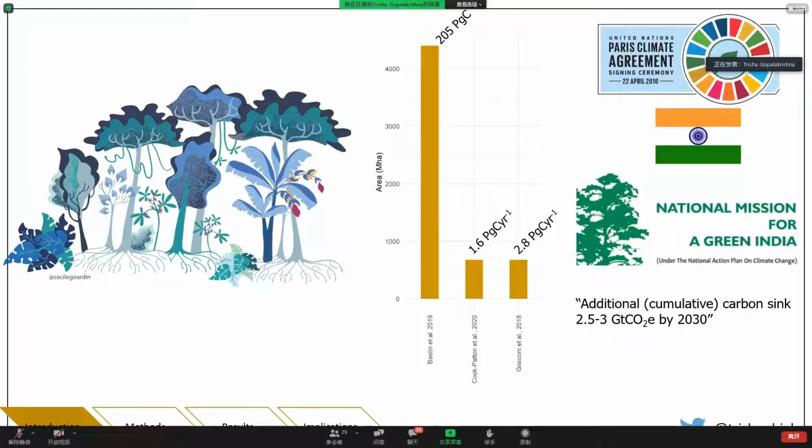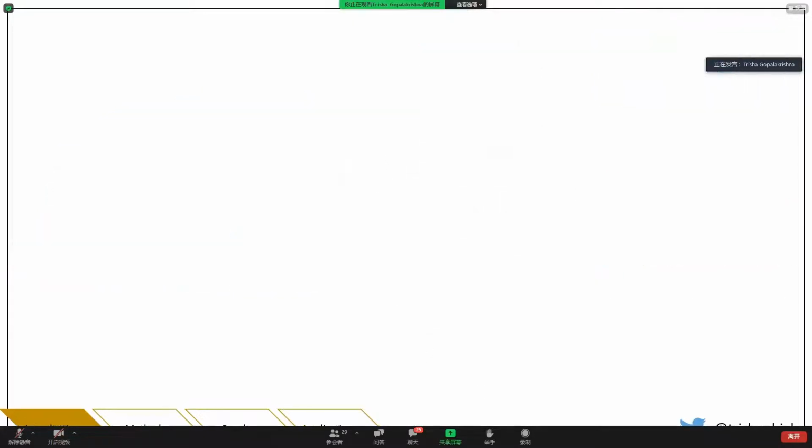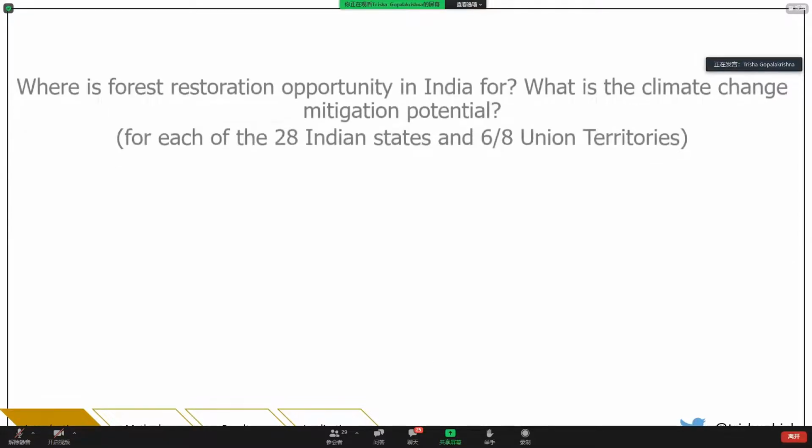And this point is crucial because various countries have made national and international pledges to restore forests to limit rising temperatures. India is one such country with ambitious goals as part of its nationally determined contribution to the Paris Agreement. However, there has been limited assessment of the feasibility of these goals and which regions within India are most appropriate to expand forest and tree cover, which is the motivation of this study.